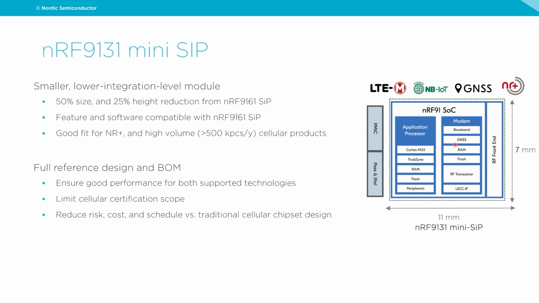As you can see here on the diagram, essentially you get the same features, but the things that are external to the SiP are the PMIC and the passives and crystals. These are things you have to implement outside of the nRF9131 in your custom hardware design. As I mentioned, for the certification piece, Nordic provides a reference, and the goal is to reduce the risk, the cost, and the schedule of your own certification path, especially when compared with a traditional chipset design for cellular.